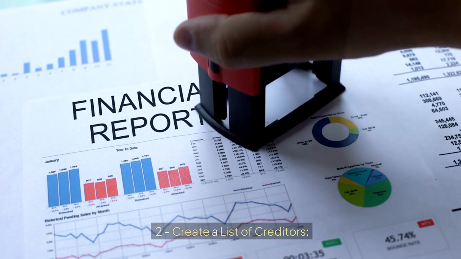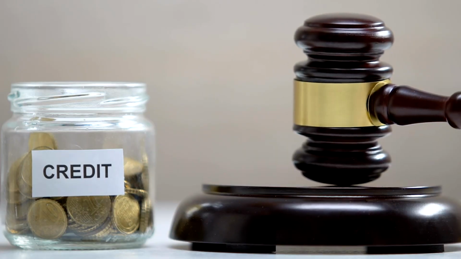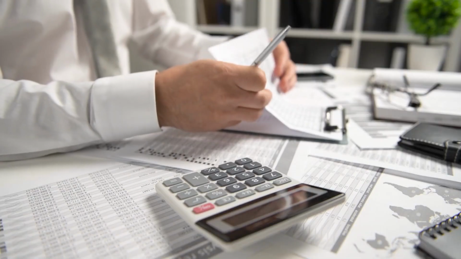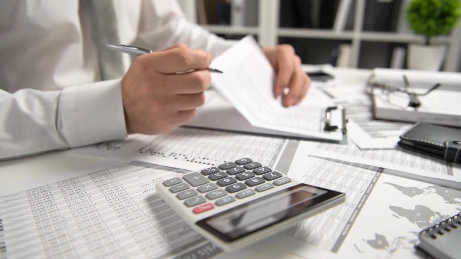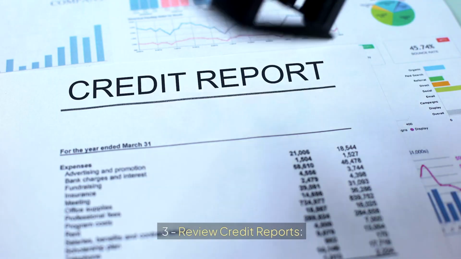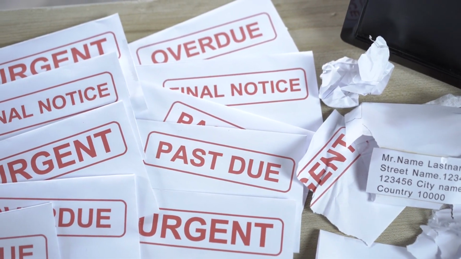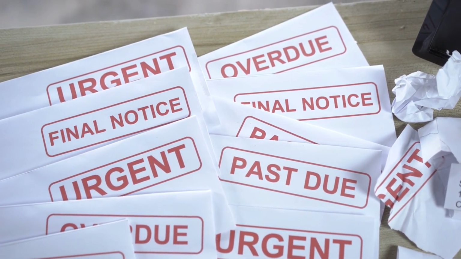2. Create a list of creditors. Compile a list of all known creditors to whom the deceased individual owed money. This list should include details such as the name of the creditor, the outstanding balance, the account number, and the contact information for each creditor. 3. Review credit reports. Obtain a copy of the deceased individual's credit report to identify any outstanding debts that may not be immediately apparent. Credit reports can help uncover debts that the individual may have forgotten about or that were not included in their financial records.